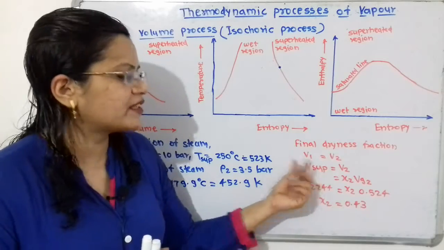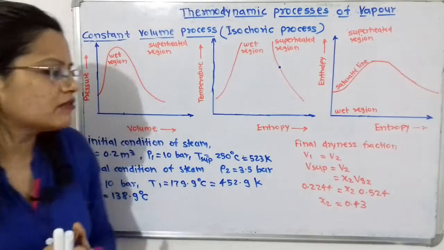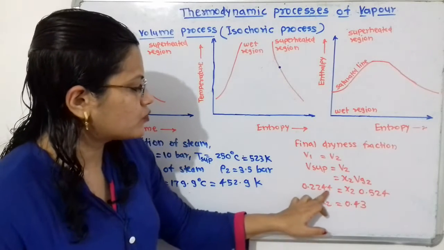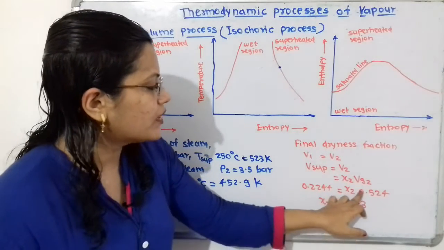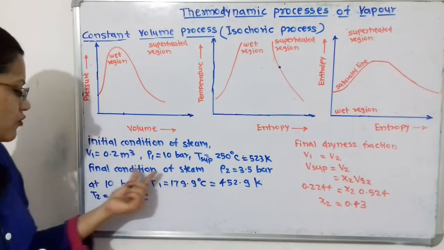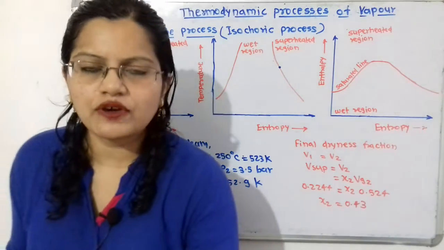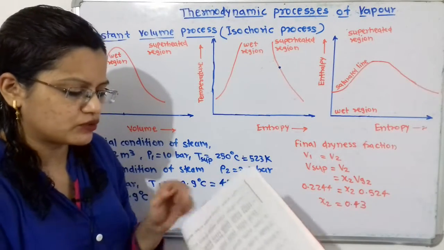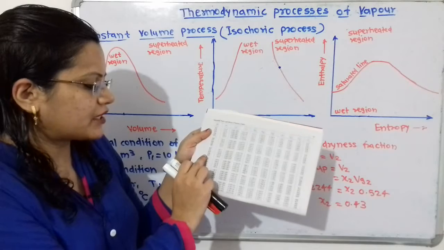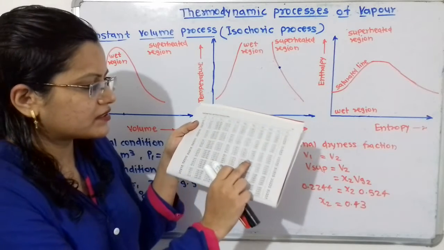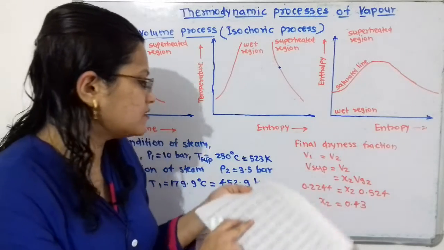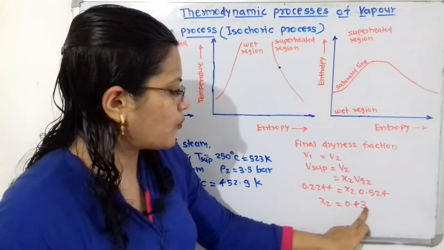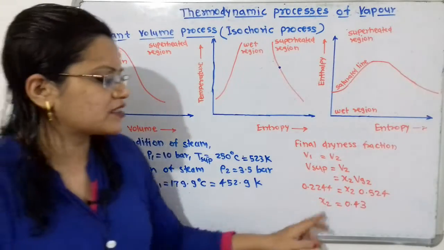So what is the value of V superheated? That we found from the superheated steam table, that is 0.2244, which is equal to X2 times Vg2. So how to find out Vg2? That is at the pressure of 3.5 bar. In the steam pressure table at 3.5 bar, here is the value of Vg2, that is 0.524. So X2 is equal to 0.43. So here is the dryness fraction.